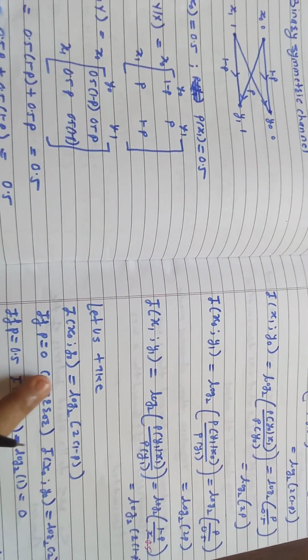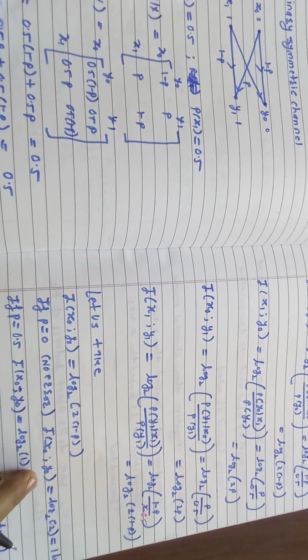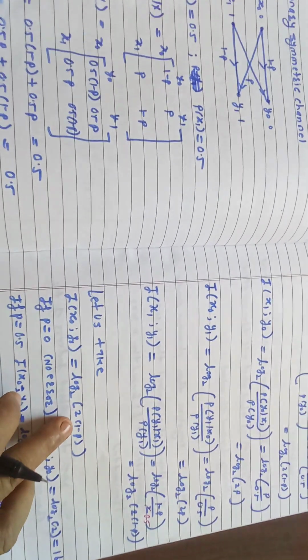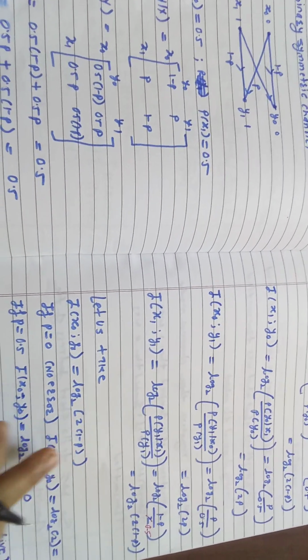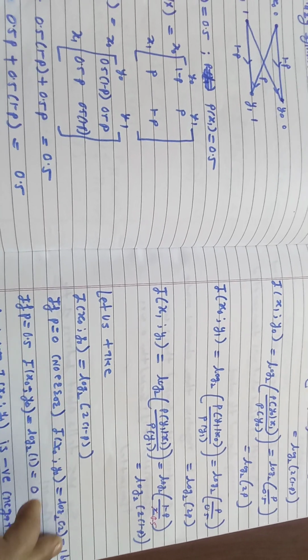At that time, if you compute the mutual information I(x0; y0), you get mutual information as 1 bit, log2 of 2(1 minus 0), that is log 2. So when there is no error, mutual information is 1 bit.